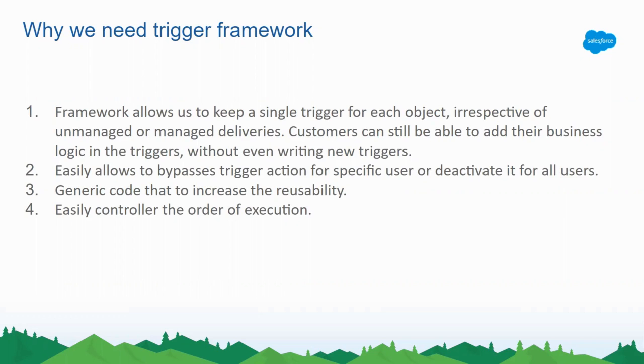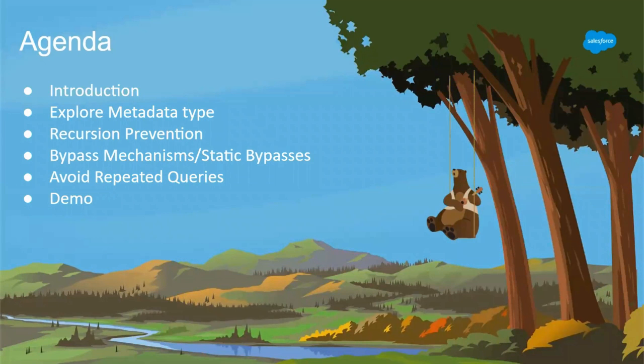So let's move on to the agenda for today. First we have an introduction, and then we'll explore the metadata types, and then we'll explore the recursion prevention techniques that the trigger framework offers, and the bypass mechanism. After that we will see how we can avoid repeated queries via the trigger framework. And last, we will have a demo. Okay, so let's move on to the introduction part.